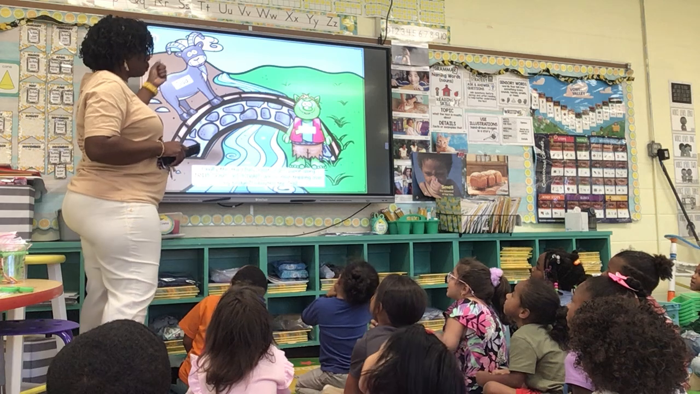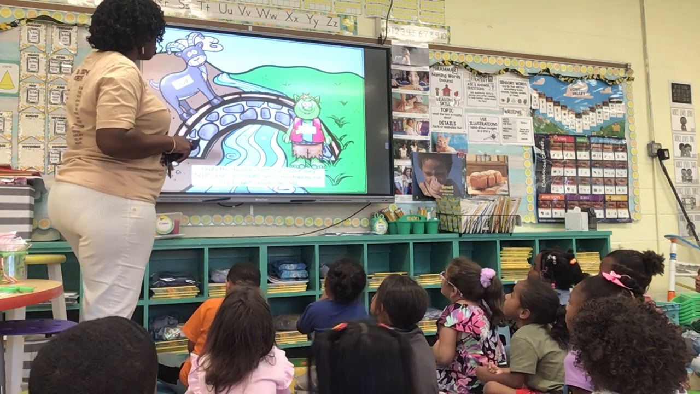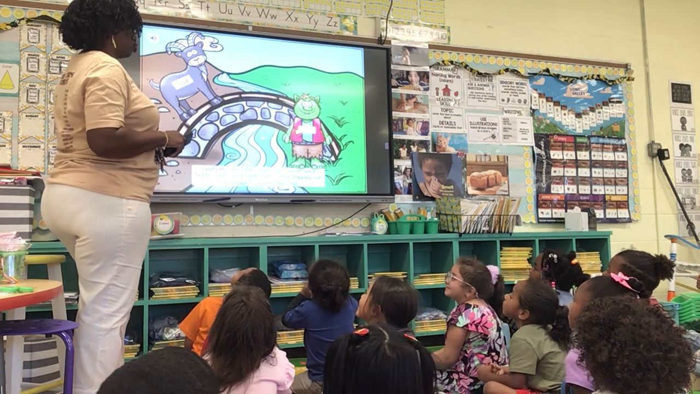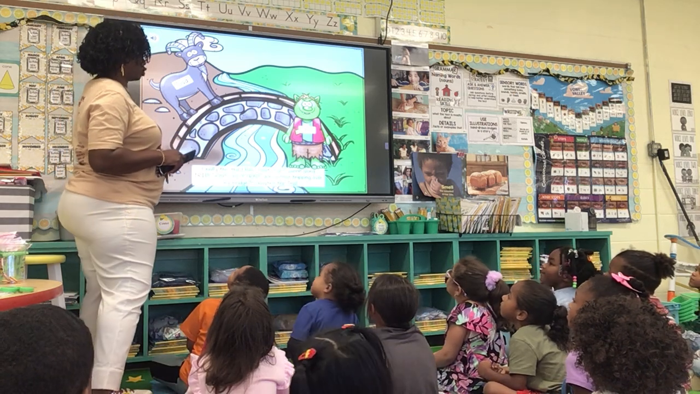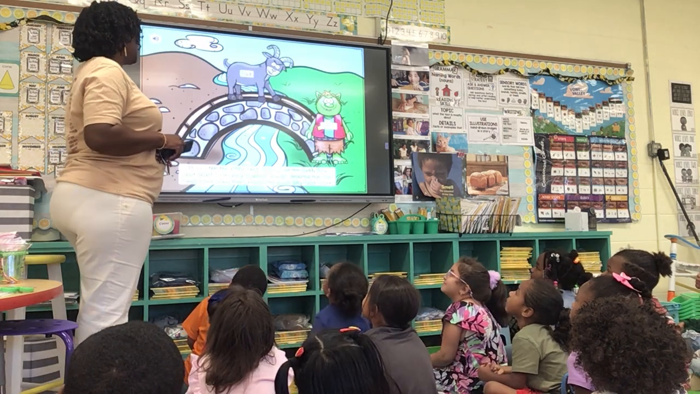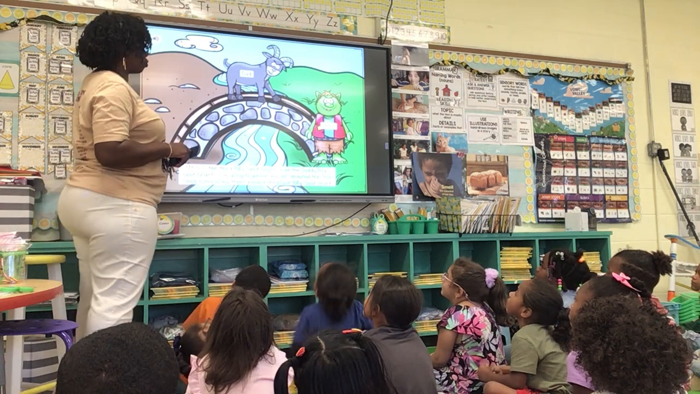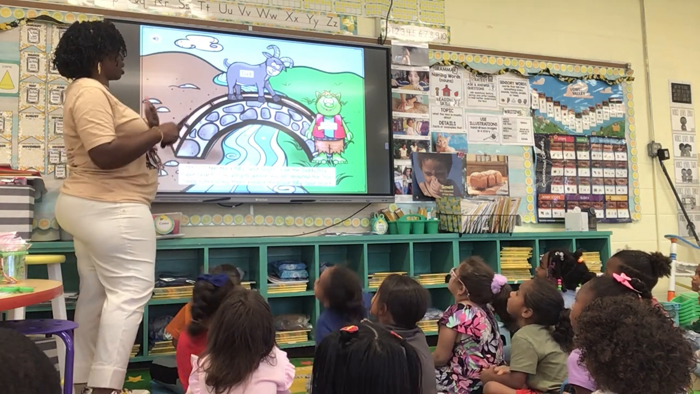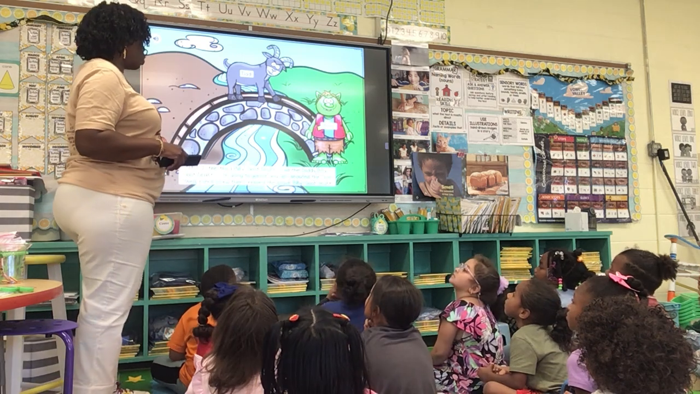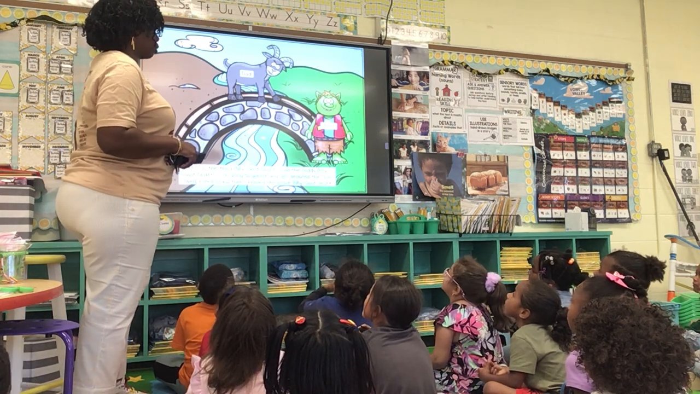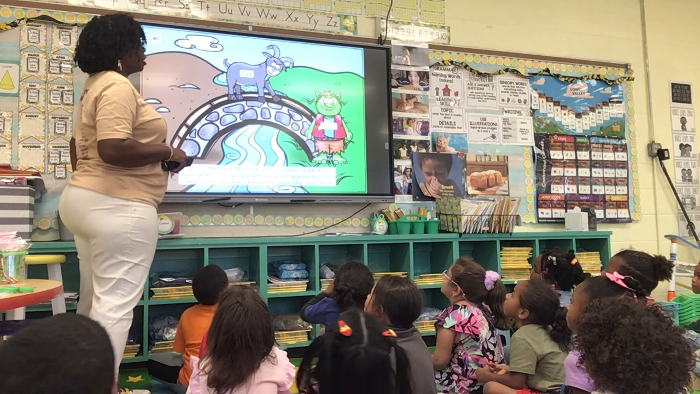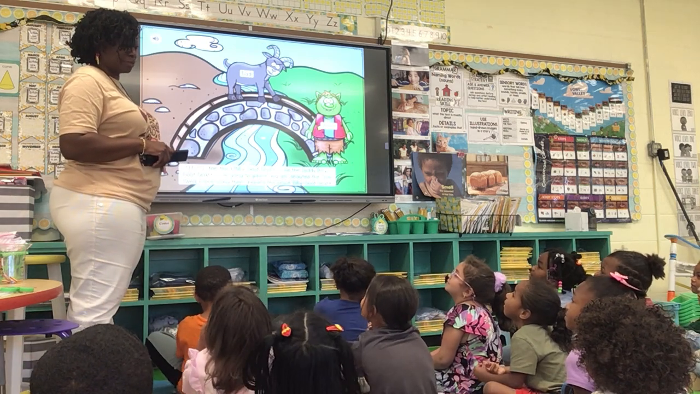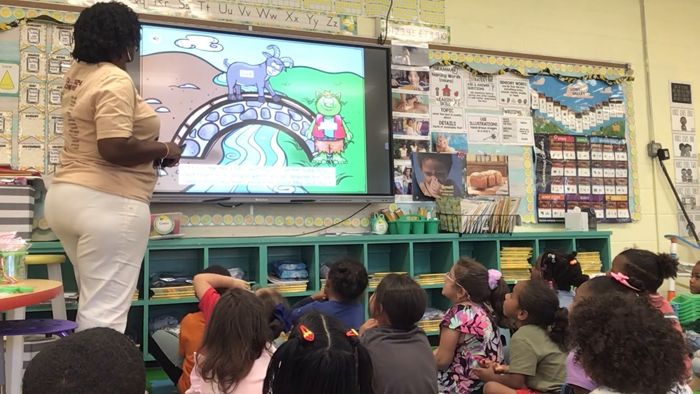Finally, the third Billy Goat Gruff came along. Trip, trap, trip, trap. Who's that trumping over my bridge? Shouted the troll. It is I, the third Billy Goat Gruff, said the daddy Billy Goat Gruff. I'm going to gobble you up, shouted the troll. Well, come along then, replied the brave Billy Goat Gruff. So what do you think happened here? Let's see what happened.